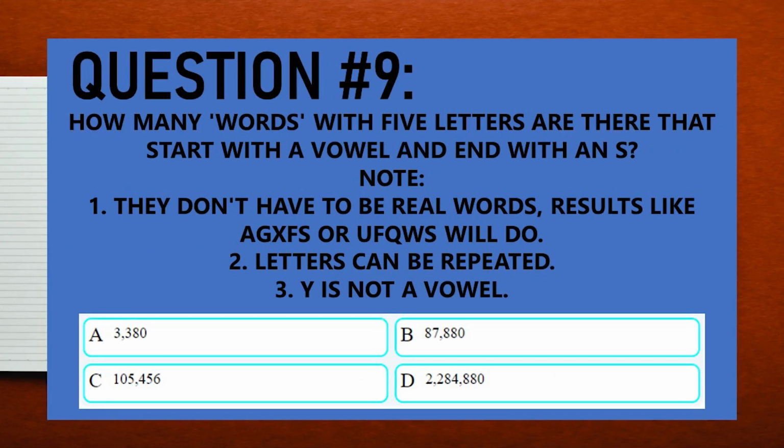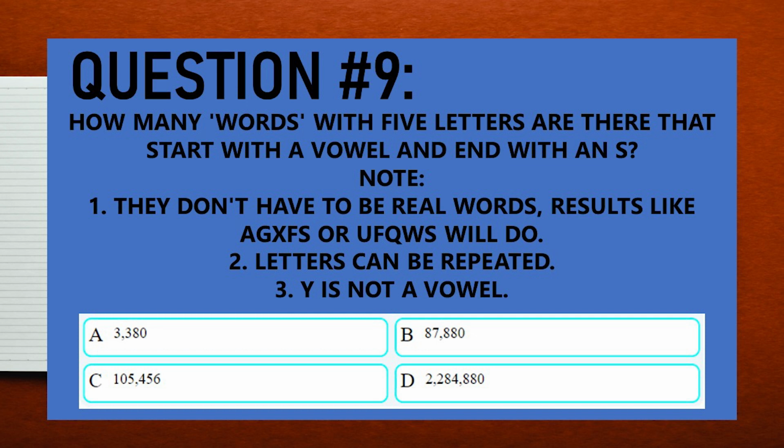Question number 9. How many words with 5 letters are there that start with a vowel and end with an S? Note, number 1, they don't have to be real words. Results like AGXFS or UFQWS will do. Number 2, letters can be repeated. Number 3, Y is not a vowel.